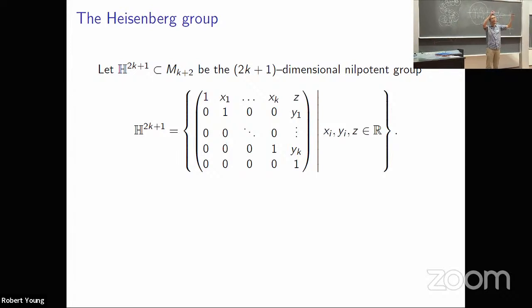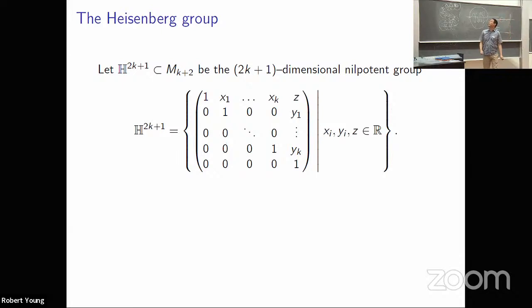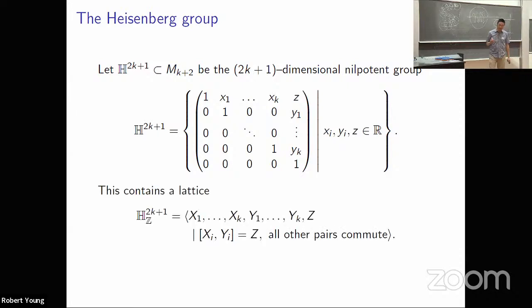You can write it as a matrix group with k plus 2 by k plus 2 matrices with ones along the diagonal. The top row has coefficients x1 through xk and z, and the rightmost column has coefficients y1 through yk and z. And that's a nilpotent Lie group. It contains a lattice where you force all the coefficients to be integers. And the lattice is generated by generators x1 through xk, y1 through yk, and z, so that the commutator of xi and yi is z, and all the other pairs commute.